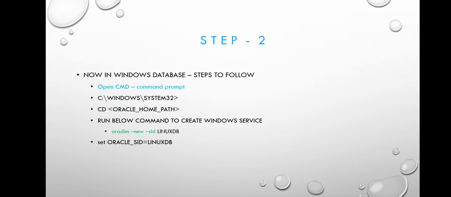Step 2. Open command prompt, go to your Oracle home path and then run the command oradim to create a Windows service for the new database. Now set Oracle SID as mentioned. Again, be careful, no spelling mistakes please, because this SID you will keep using in next steps. You can see the commands written on the slide.